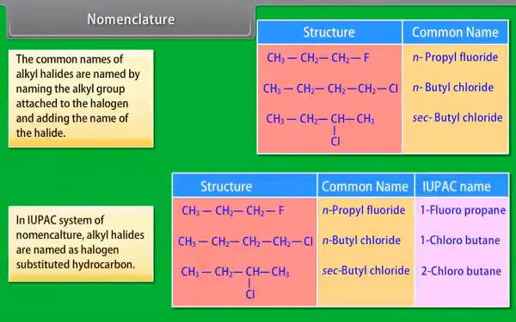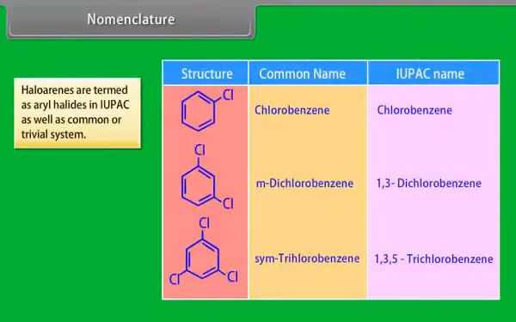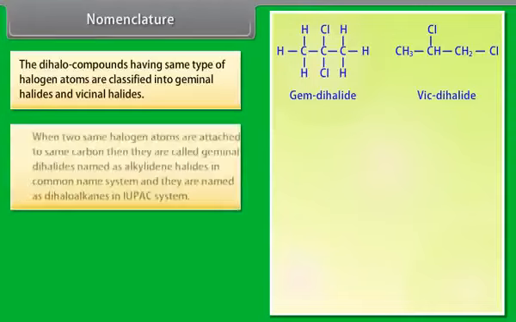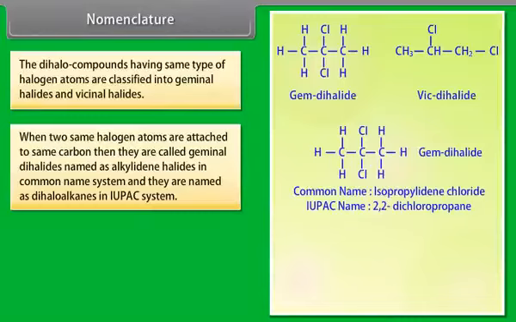Aryl halides. In these halides, the halogen atom is directly bonded to carbon atom of the aromatic ring. For example, halobenzene. Nomenclature. The common names of alkyl halides are named by naming the alkyl group attached to the halogen and adding the name of the halide. In our IUPAC system of nomenclature, alkyl halides are named as halogen substituted hydrocarbons.